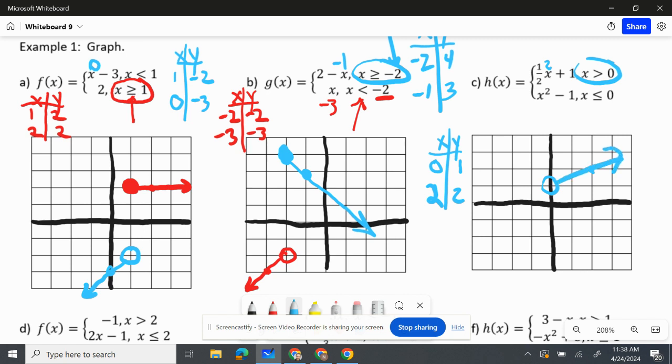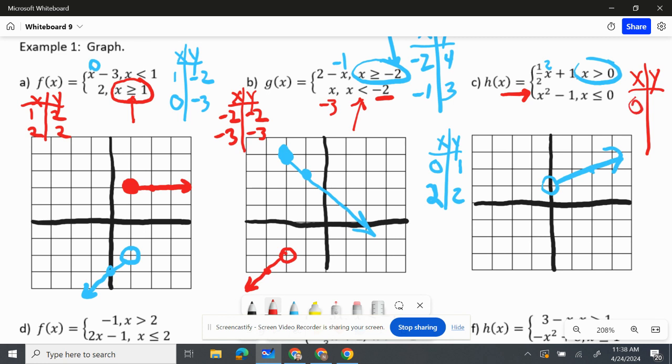For the next one, I'm going to pick 3 ordered pairs. And the reason why I have 3 instead of 2 is because this is the first one that's not linear. This is a quadratic equation. So with a linear equation, all we need are 2 points. For a quadratic, it's better to have 3.